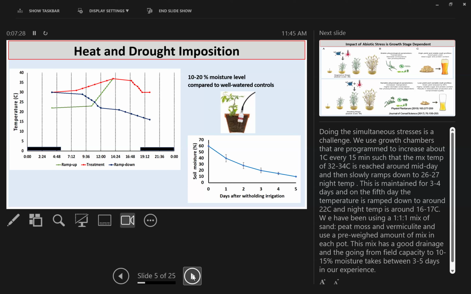Okay, so this is what we do in our screening experiments. It's about 5 days. Day 0 is our ramp up day. We do the stress treatment for 1, 2, 3 days. The 4th day is a ramp down. On the 5th day it comes back to normal temperature and watering regimes.